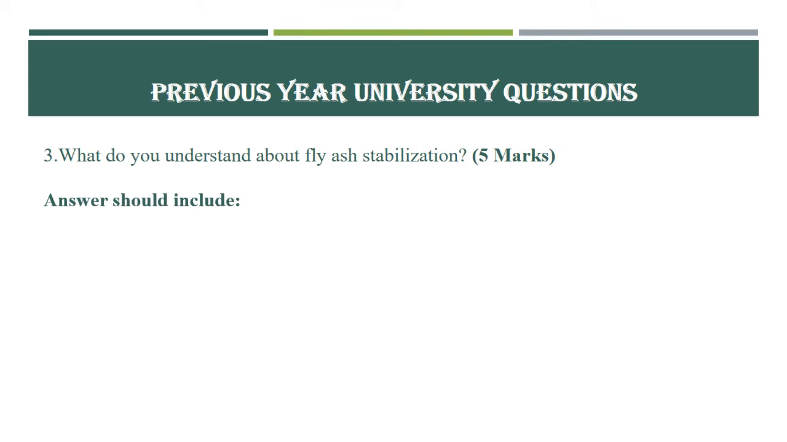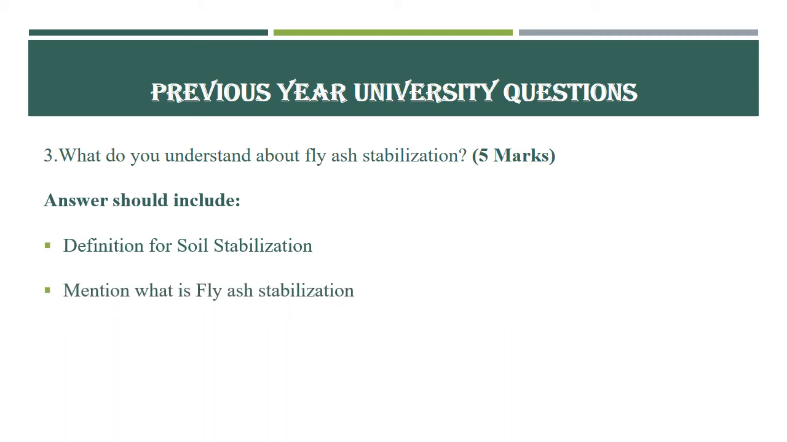The third question is what do you understand about fly ash stabilization? It is also asked for 5 marks. Your answer should include the definition for soil stabilization, mention what is fly ash stabilization, and the fly ash stabilization procedure. So since the question is asked for 5 marks, first of all you have to define what is soil stabilization. Then define fly ash stabilization. After that explain the step-by-step procedure of fly ash stabilization.